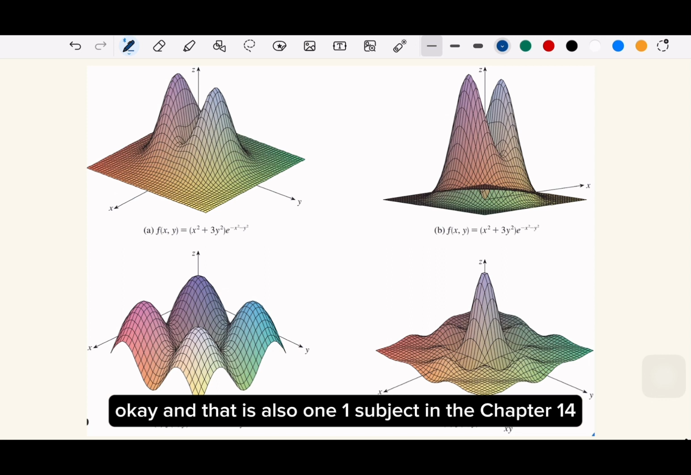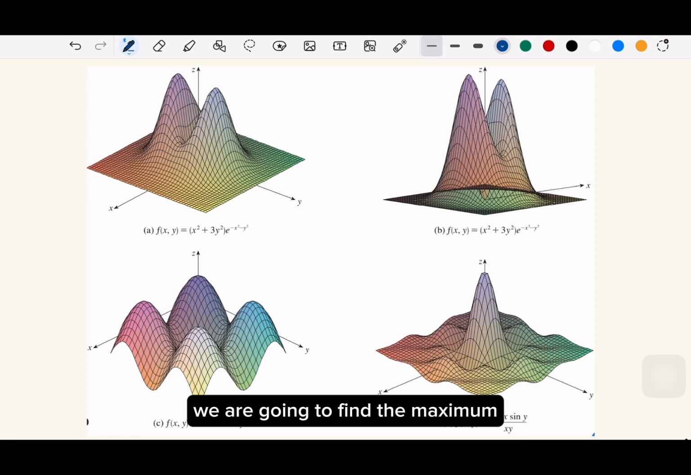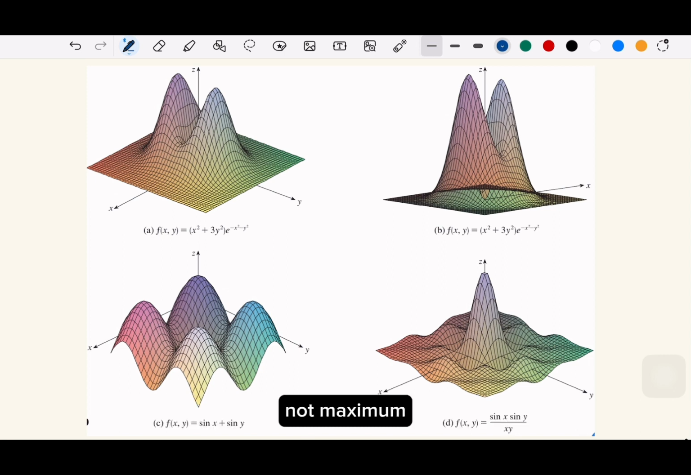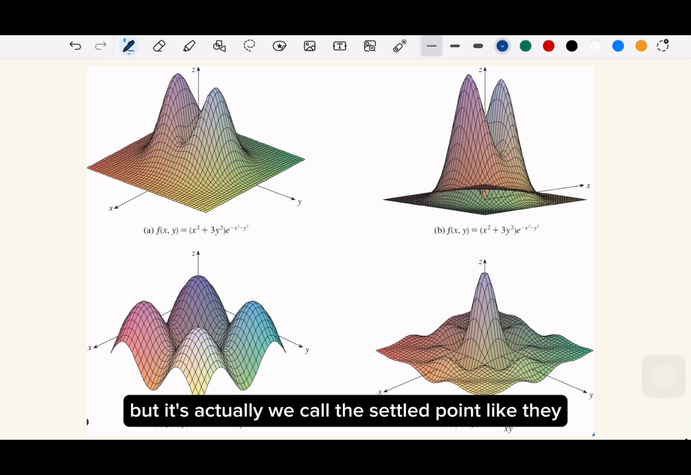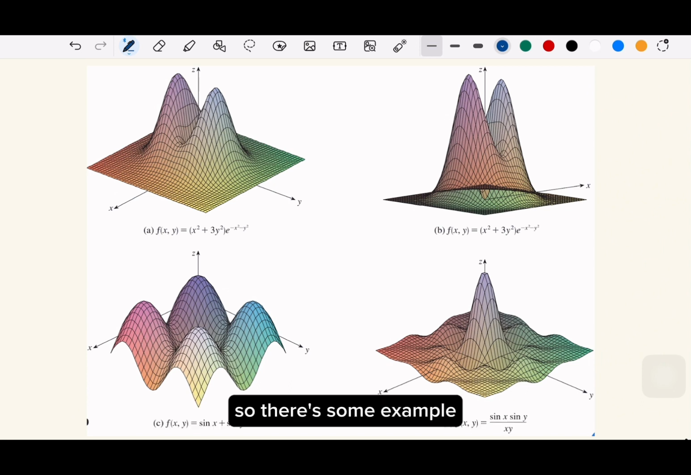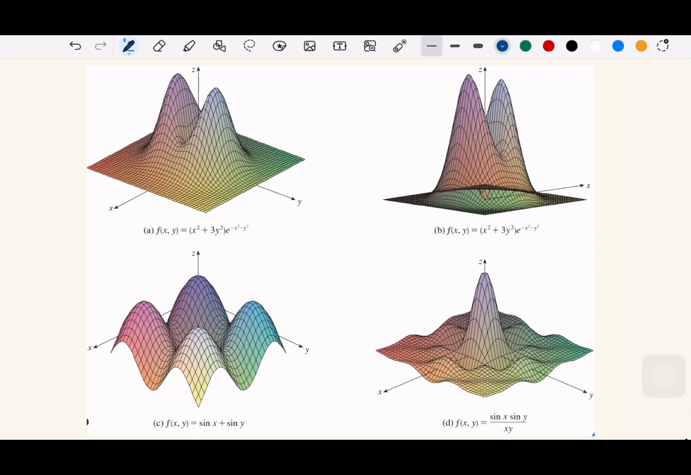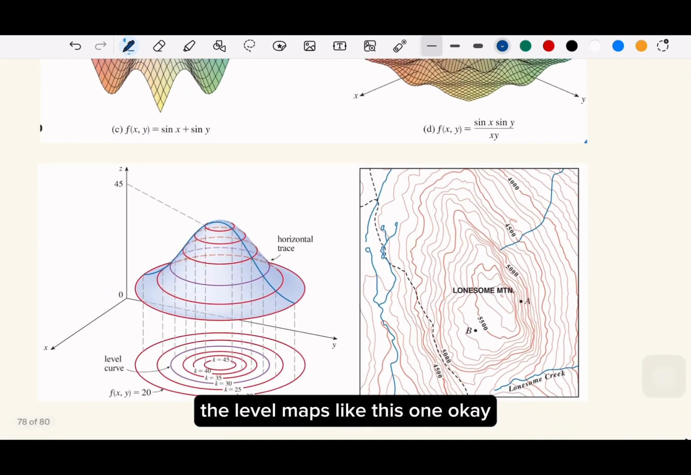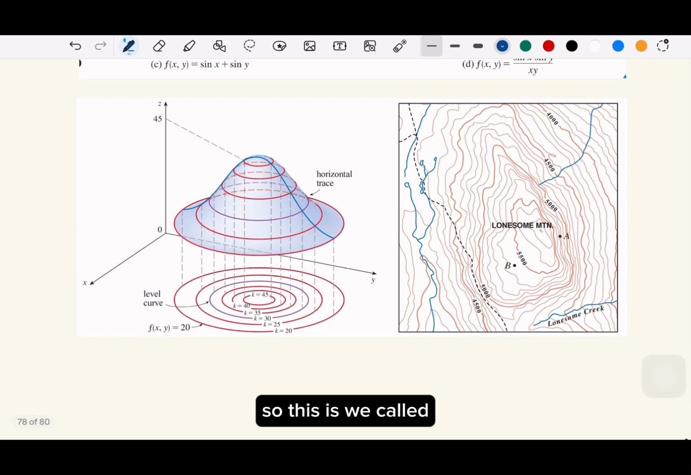There is also one subject in chapter 14 where we are going to find the maximum and minimum values. And as I mentioned, we may also consider a point that is neither minimum nor maximum. That is what we call the saddle point, like in the last discussion. So there is some example. We call this the contour, the level maps like this one.